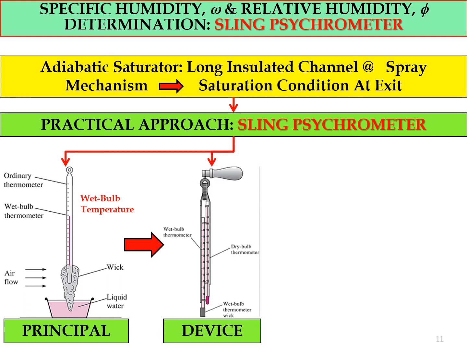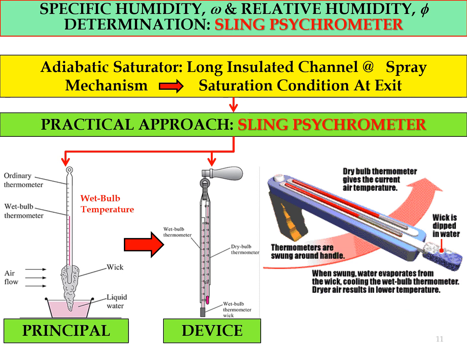For the sling psychrometer, as you can see in the figure, which is labeled by the device, we have the wet bulb temperature and dry bulb temperature, and then we have the wet bulb thermometer, which is covered by a wick wet with liquid water. So the principle here is the dry bulb temperature will give the current air temperature, whereas the wet bulb thermometer, which is covered by the wick, will measure the wet bulb temperature. When we swing this device, the water at the wick will evaporate and cool down, so it will measure the wet bulb temperature.